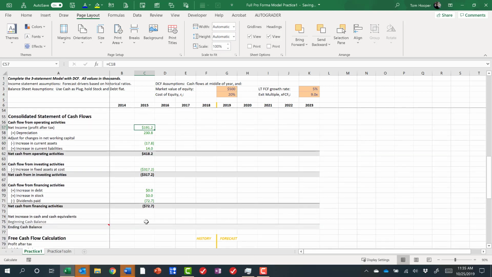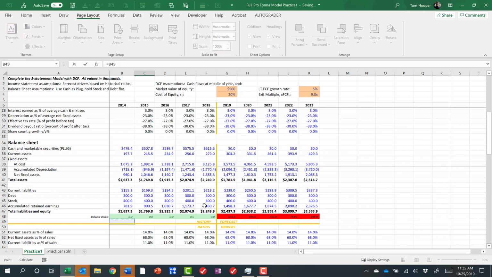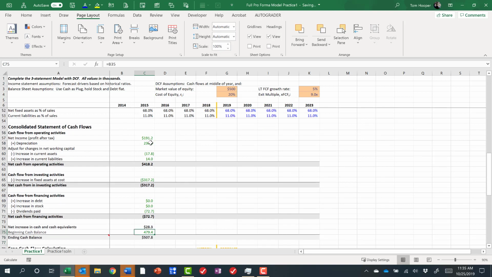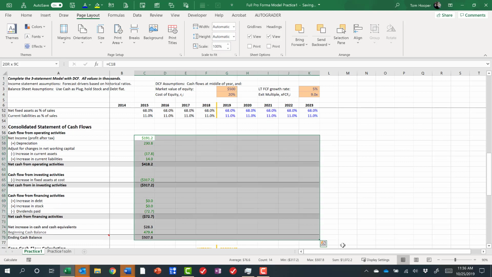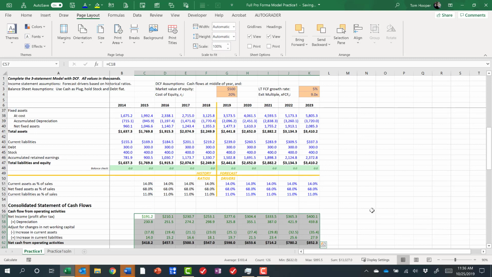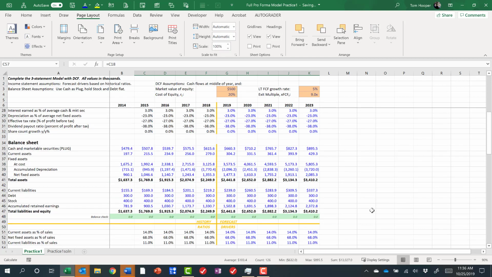Let's get the other two lines here. If we know the cash we began with, and we know the total net changes that we just calculated above, then we know the cash we should end with. Do Control R to copy that across and go see if our balance sheet balances, and it does.